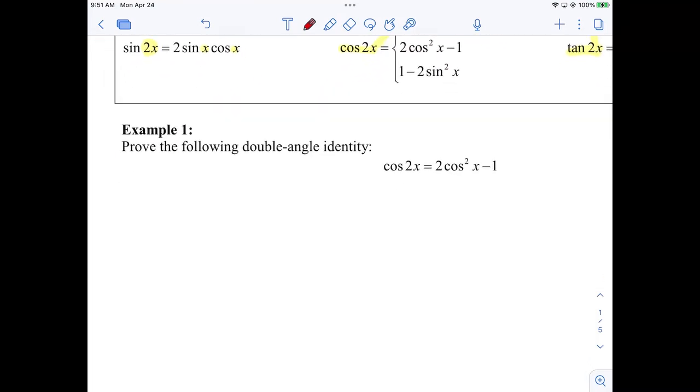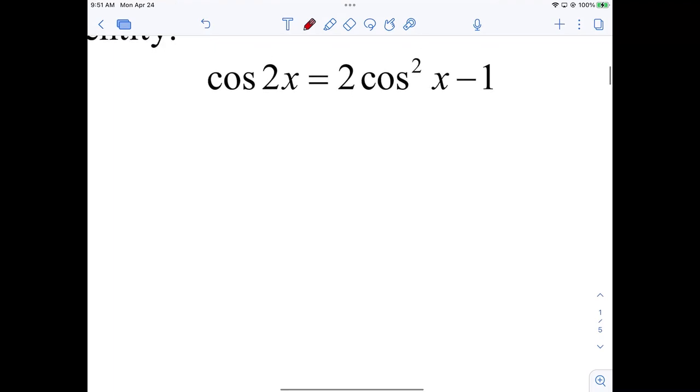Prove the following double angle identity. Well, we're going to draw a line down the middle. And although I haven't graded y'all's tests yet, I think most of y'all probably have that part mastered, right? The line down the middle. If only I gave a check for that.